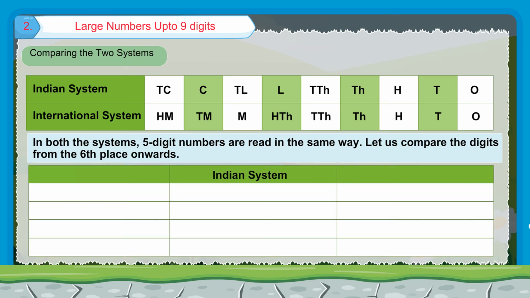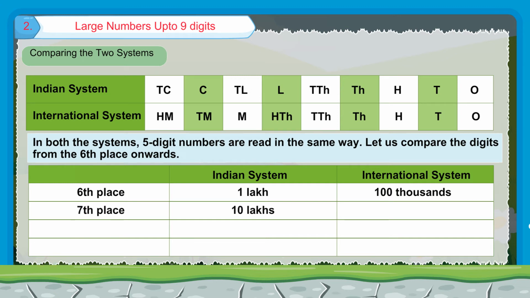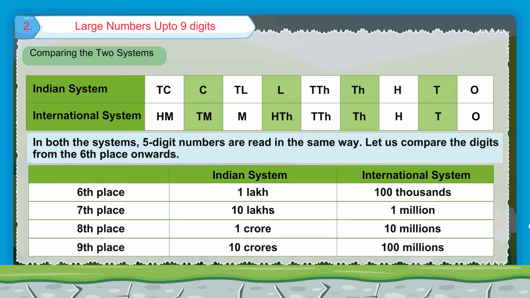Indian system, international system. 6th place: 1 lakh, 100 thousands. 7th place: 10 lakhs, 1 million. 8th place: 1 crore, 10 millions. 9th place: 10 crores, 100 millions.